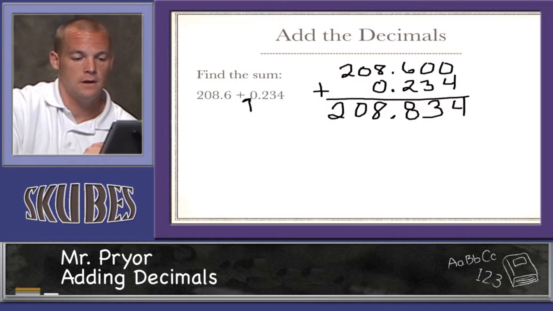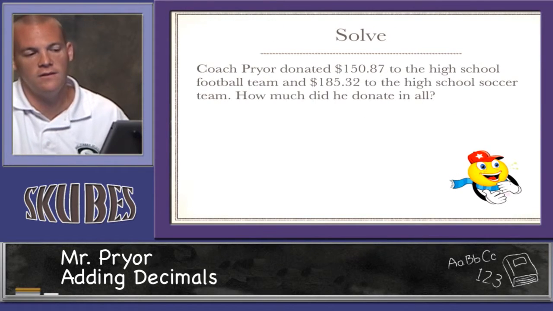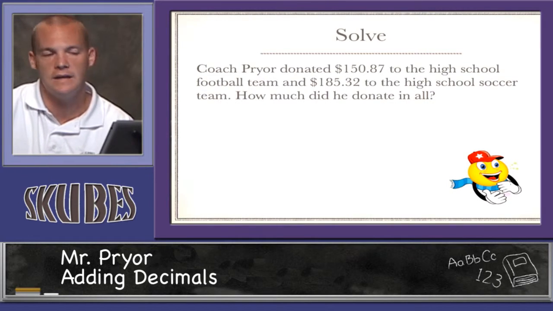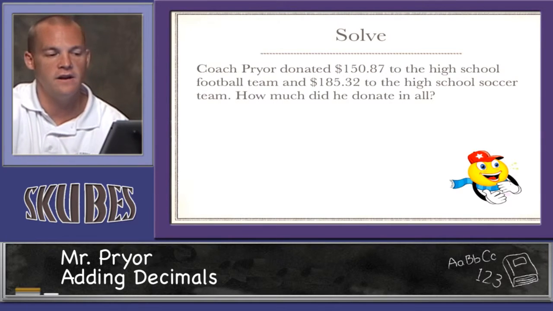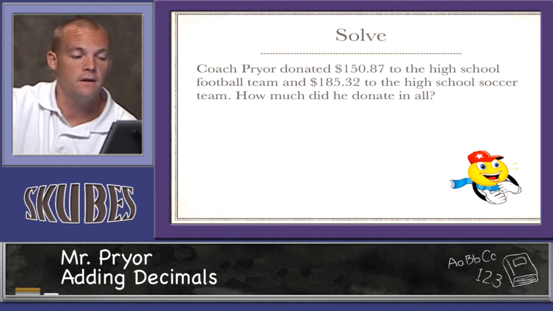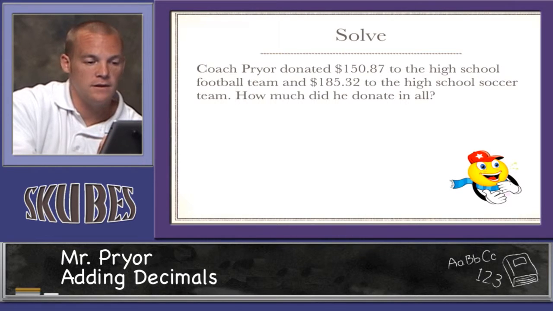All right. So how are we going to do these in word problems? Well, word problems with adding decimals can span a whole lot, but a lot of times you're going to see that they do deal in money. So here's a quick problem dealing with donations. I donated $150.87 to the football team and $185.32 to the soccer team. And they just want to know how much I donated.